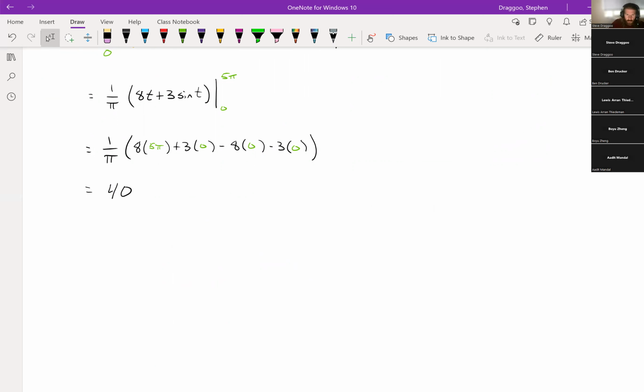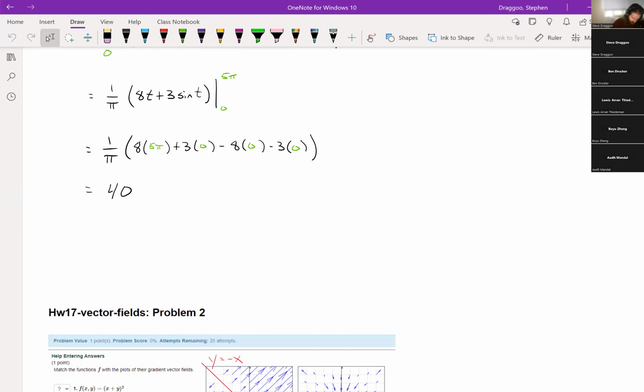One last thing I wanted to do, identifying some vector fields.